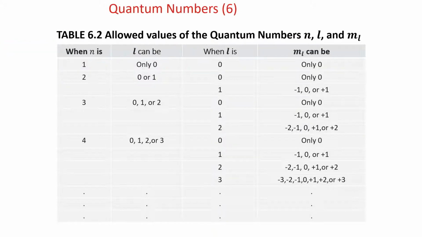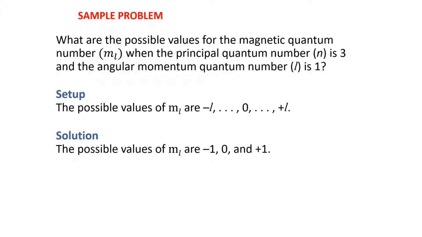When N is 3, L can be 0, 1, or 2. In this particular example, they're saying N is 3, and they're telling you in this case, L is 1. When L is 1, what were the values possible for ML? The only options possible were -1, 0, and +1.